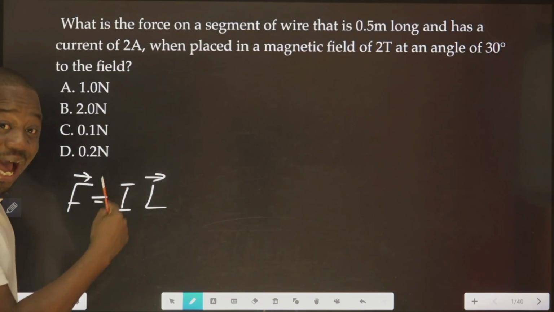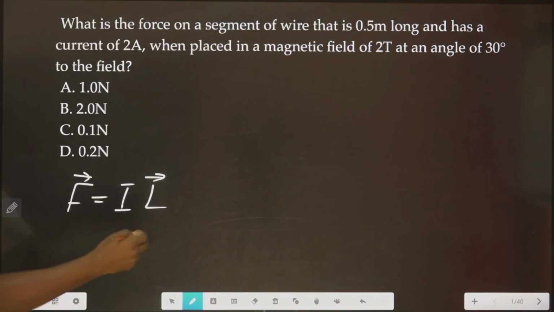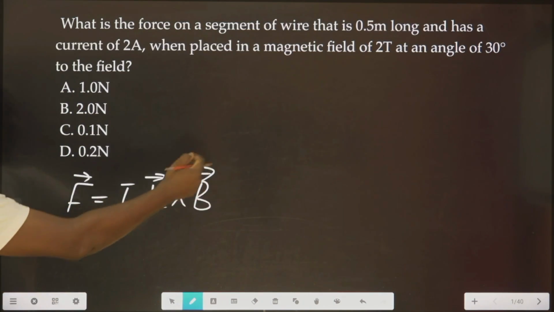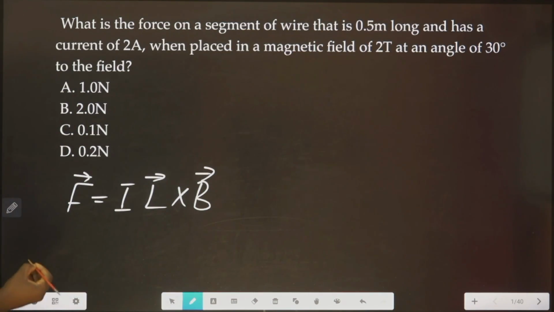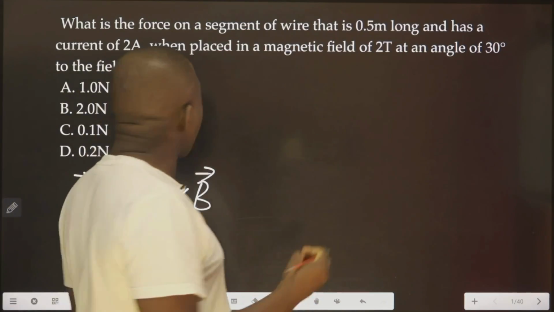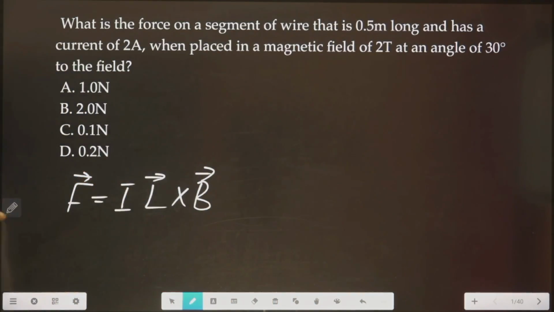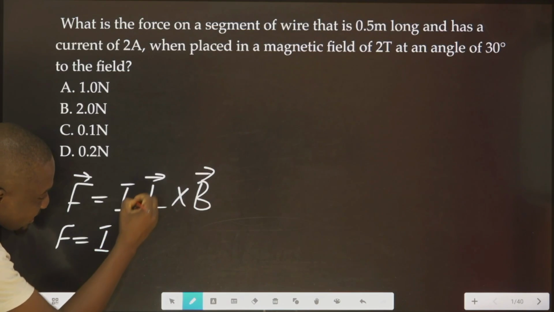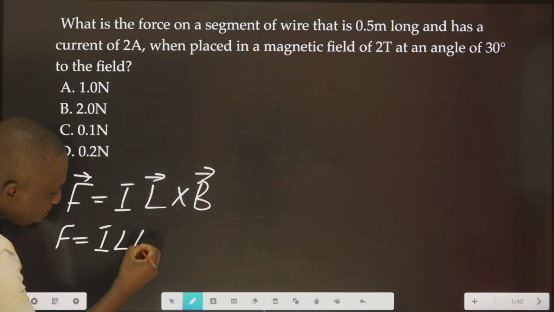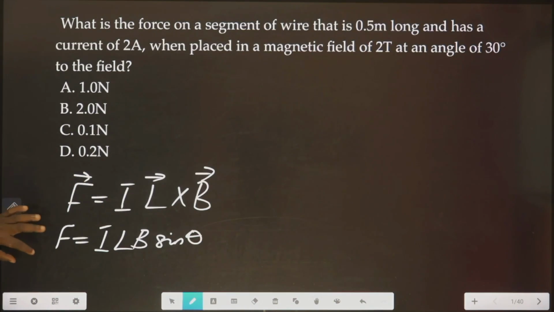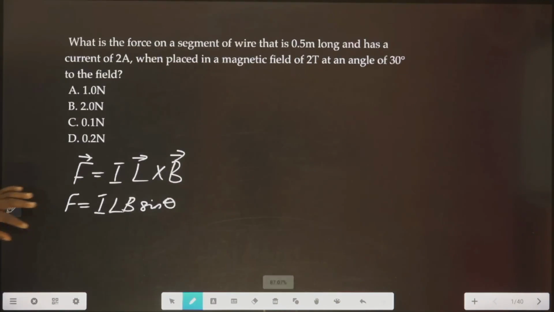The length too has direction. Multiplied by this, okay? Which is the magnetic field. If you want to use it to calculate the magnitude, because the question is asking us to get the value, to get the magnitude, all you have to say is F is equals to I L B sine theta. So all you have to do now is to substitute.